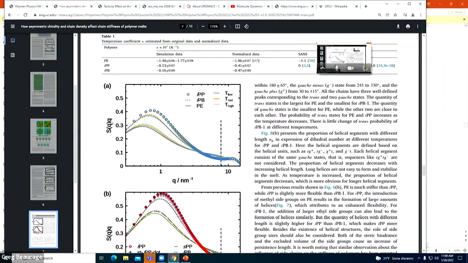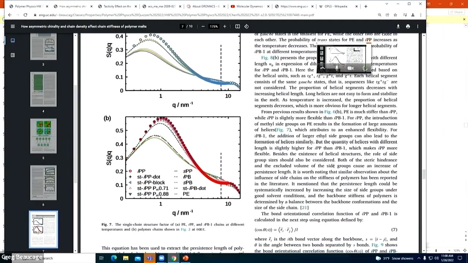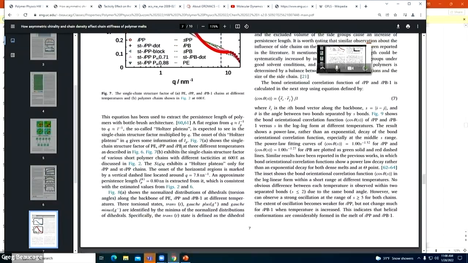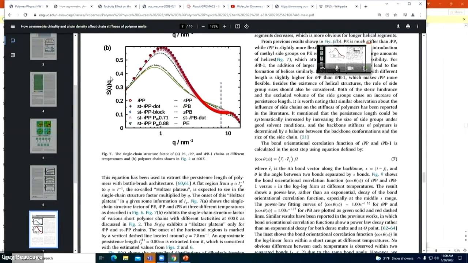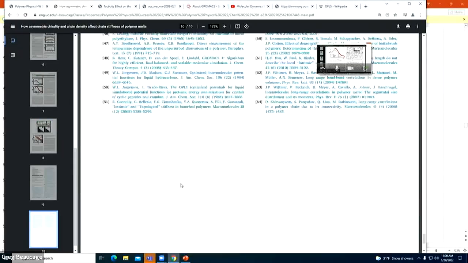First off, you could just plot the log of the two things and find out where it's linear, and that would be the persistence length. It would be kind of easy. But he does this structure factor times Q versus Q, and he finds out where it's flat, and he calls it a Holzer plateau, which I've never heard of before, but apparently it's important to somebody. Probably reference 61 would be where it's important.